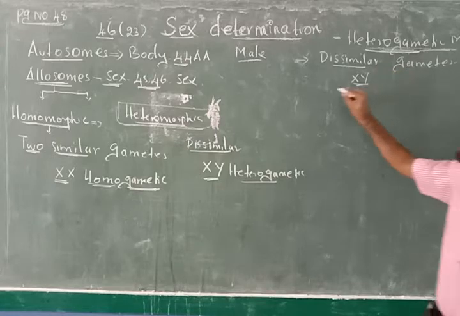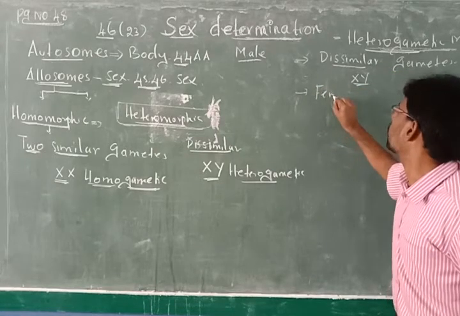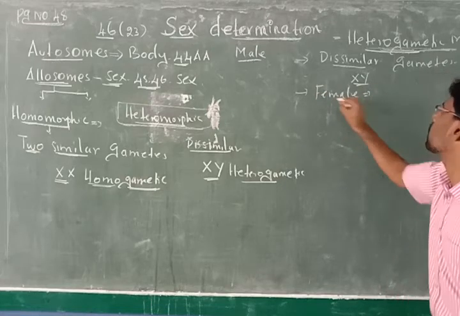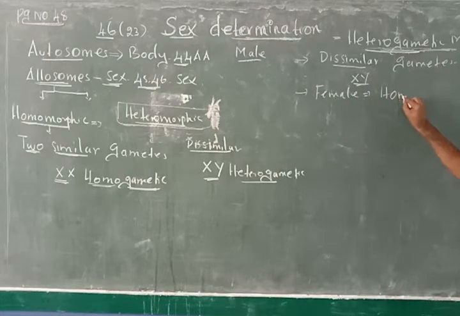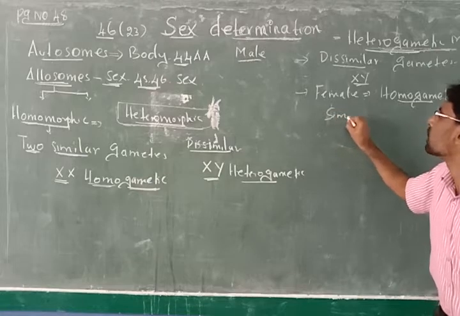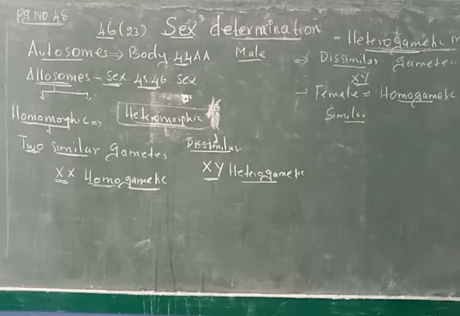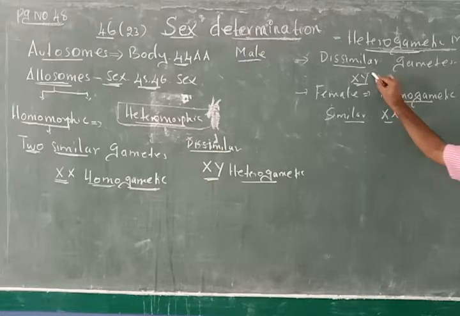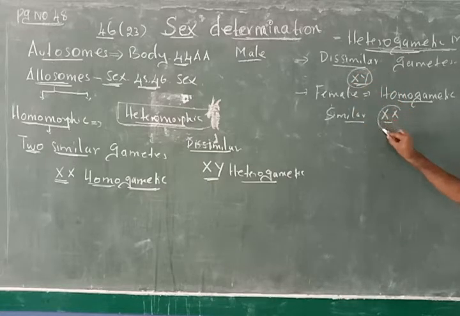Number one. At the same time, what is the production of gametes in the female? The female will always have homogametic. So what is homogametic? Similar gametes are always produced. Similar gametes, so for example, X and X. Clear? Now this is all very important, bookmark it for the question. When you talk about the heterogametic male, we will always talk about dissimilar gametes. So XY for male, X and X for female.